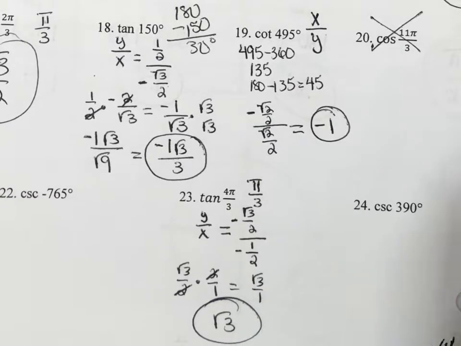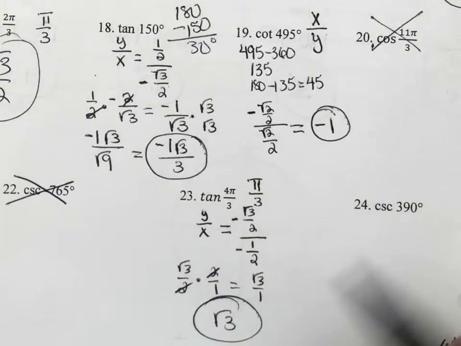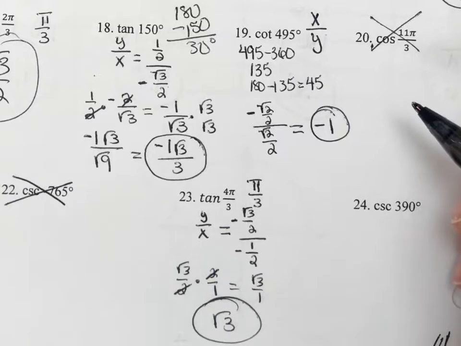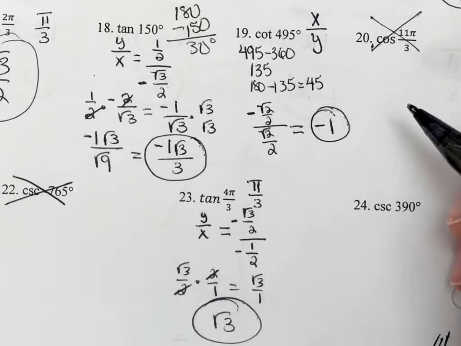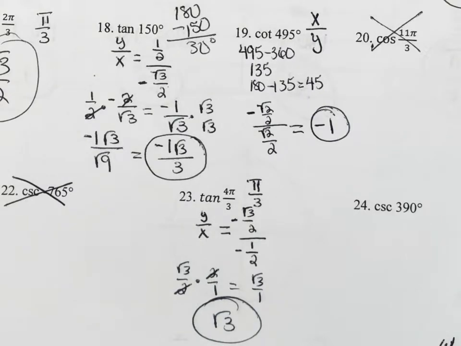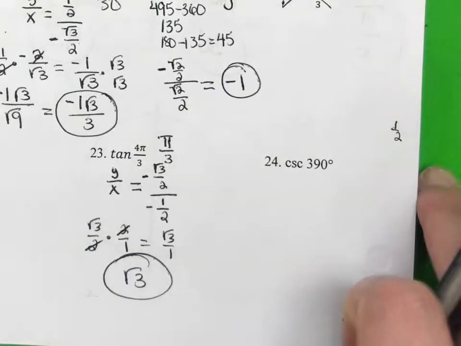Y'all okay? Are we going to be allowed to use our unit circle on the test? For y'all, yes. When you get to pre-cal, no. They're going to wean you. If we had had enough time, I would have started to wean you off, but we don't have enough time. So we're just going to do it like this.